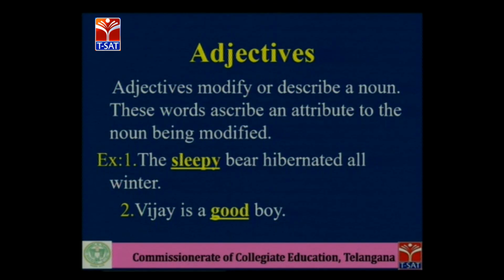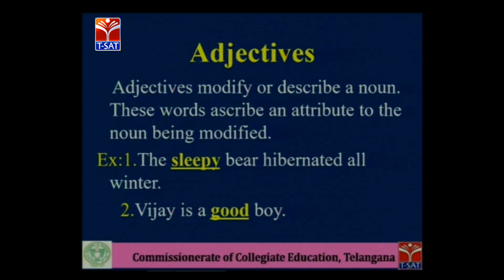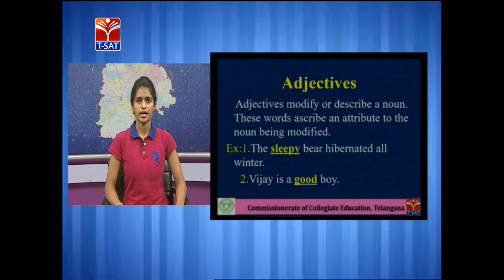And in the next sentence, Vijay is a good boy. For instance, consider Vijay is a boy. We are not able to get any other information. Hence if we use good, we get to know the qualities of Vijay. Hence good is an adjective here. So adjectives modify or describe a noun, and the examples of adjectives can be beautiful, good, bad, ugly, extraordinary, ordinary, etc.